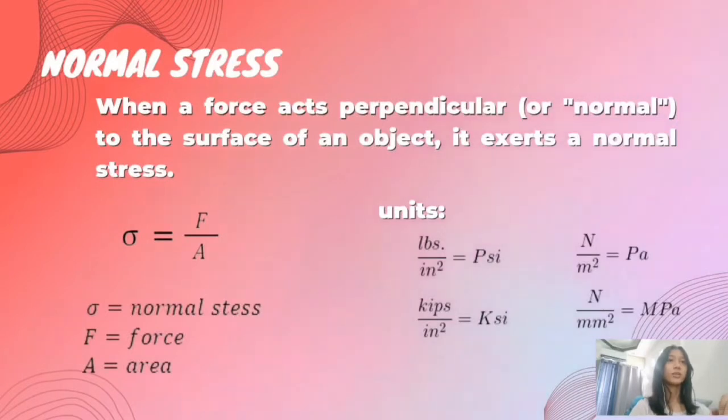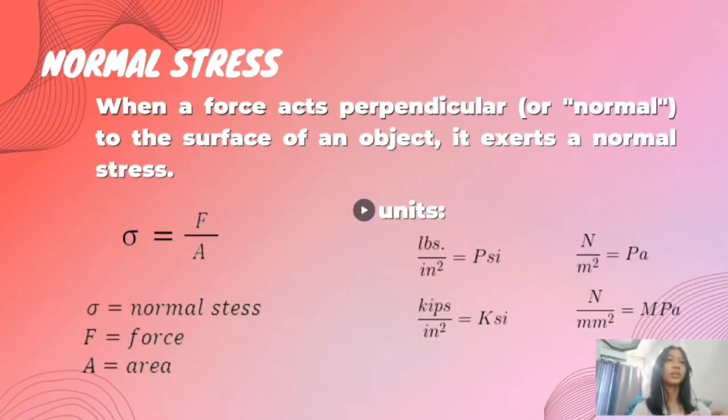Now, moving on sa normal stress, when a force acts perpendicular or normal to the surface of an object, it exerts a normal stress. So, yung normal stress, due lang siya sa stretching or compressing actually to the member or the object. So, kumbaga ba yung force niya is perpendicular doon sa object. Like, ito yung force, perpendicular siya sa object.